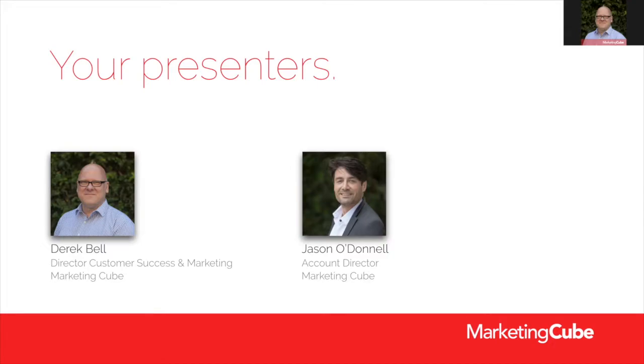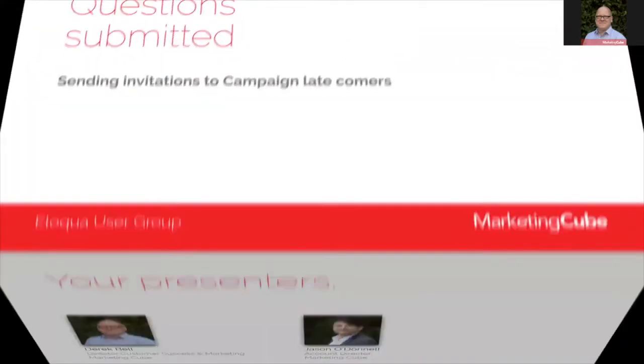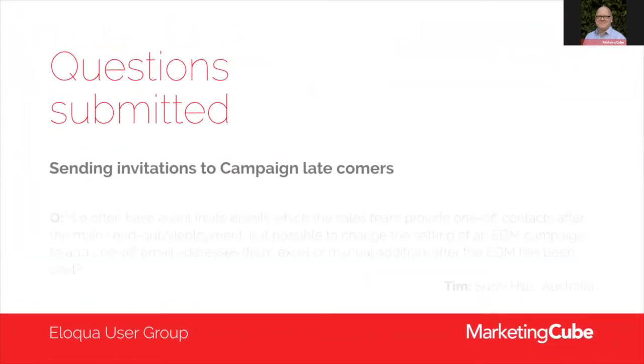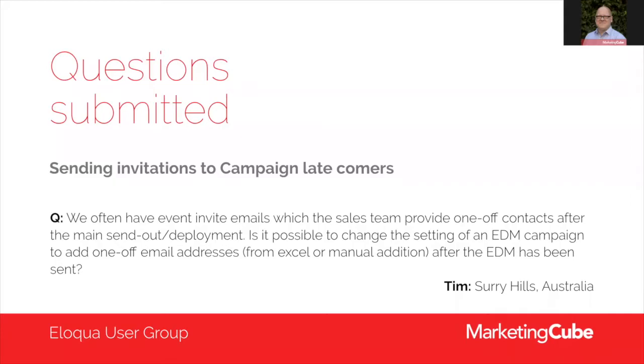Let's move on and get into our first question. The first question comes from Tim in Surrey Hills in Sydney. He says, we often have event invite emails, which the sales team provide one-off contacts for after the main send-out deployment. Tim, you're not alone. Is it possible to change the setting of an EDM campaign to add one-off email addresses from Excel or manual addition after the EDM has been sent? Absolutely, the answer is yes. So let me show you how you do that, Tim.